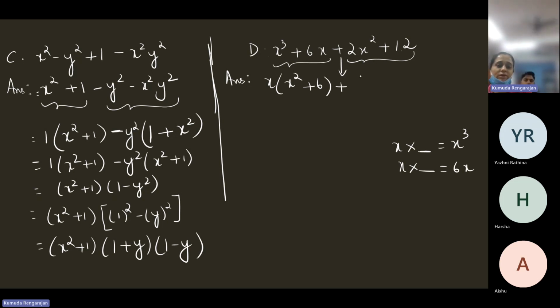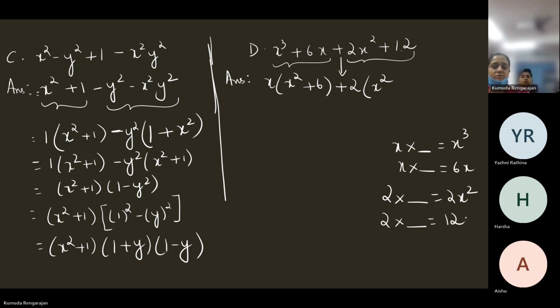And between 2x squared and 12, 2 is common. 2 into what is the third term? x squared. Then 2 into what is the last term 12? Plus 6. So in the bracket, we have x squared plus 6. Write it once, and the terms outside, x plus 2, in another bracket. Any order, you can write x plus 2 first and then x squared plus 6.